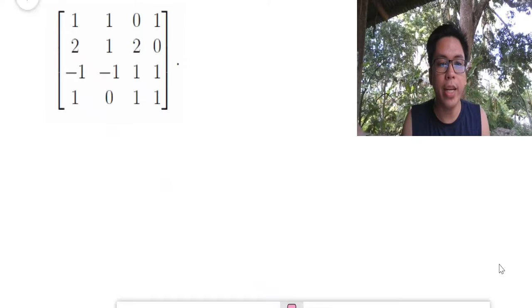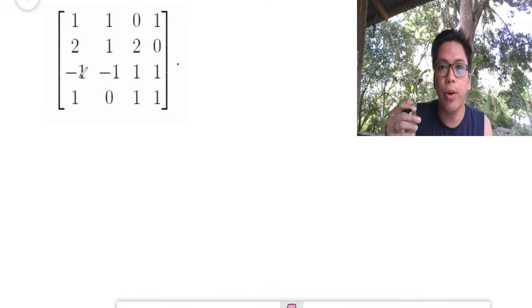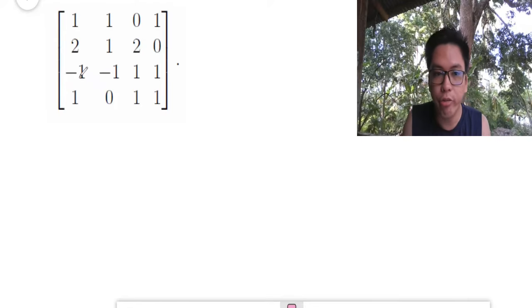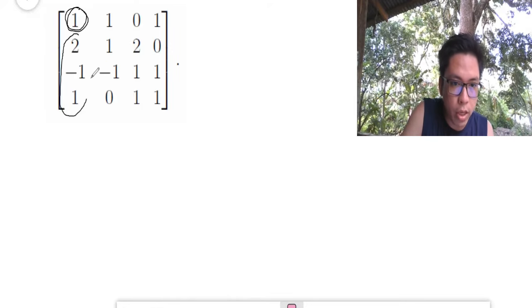Okay, so let's consider another example. We'd have this matrix here. In order for us to achieve the reduced row echelon form, first I'm going to find the pivot on the first column of the first row. So this is my leading one here. My goal is that everything below it is 0.